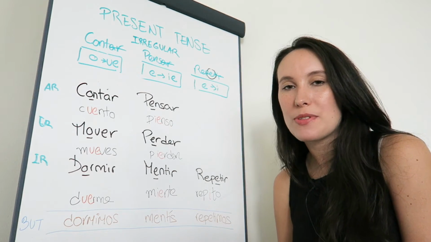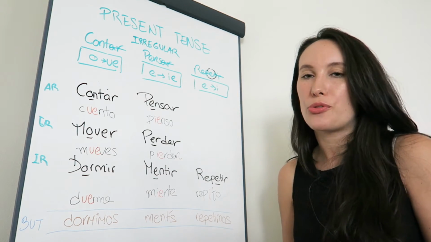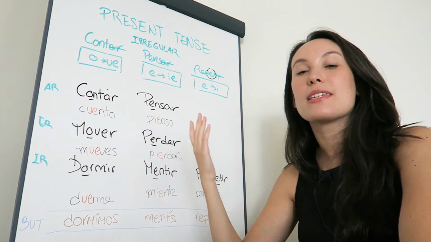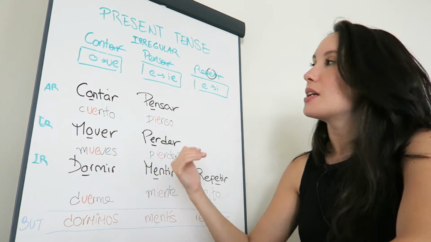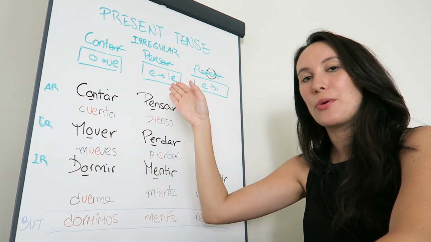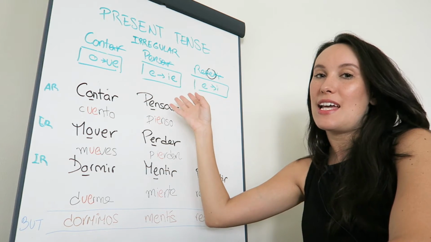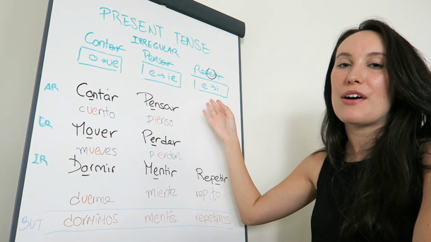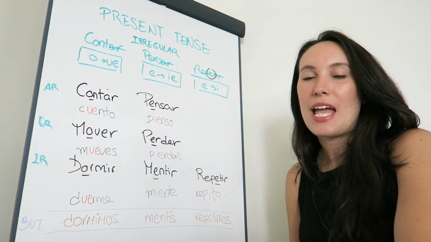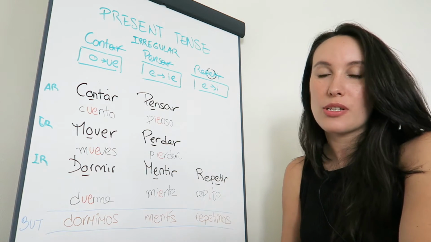Okay, so these verbs are irregular in present tense in the stem or root. Now, the stem of the root is the part that you have left when you take the ending out. So, for example, in contar, you have cont when you take AR out. In pensar, you have pens when you take the AR out. And in repetir, you have repet when you take the IR out. That's the stem or root. And in this case, the vowel in that root is what is going to change.